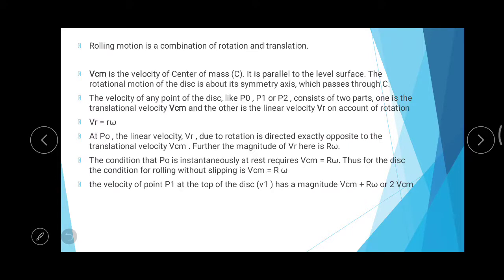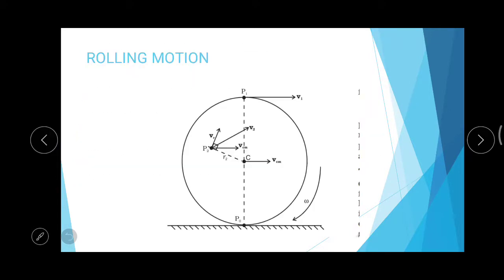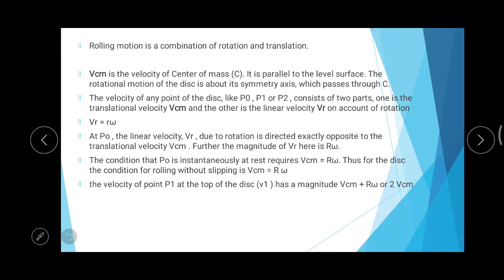Hence, VCM can be written as R omega. Here the radius is the total radius of the circle, so capital R will be the radius value. So capital R into omega will be the VCM value if you are considering the point P0.